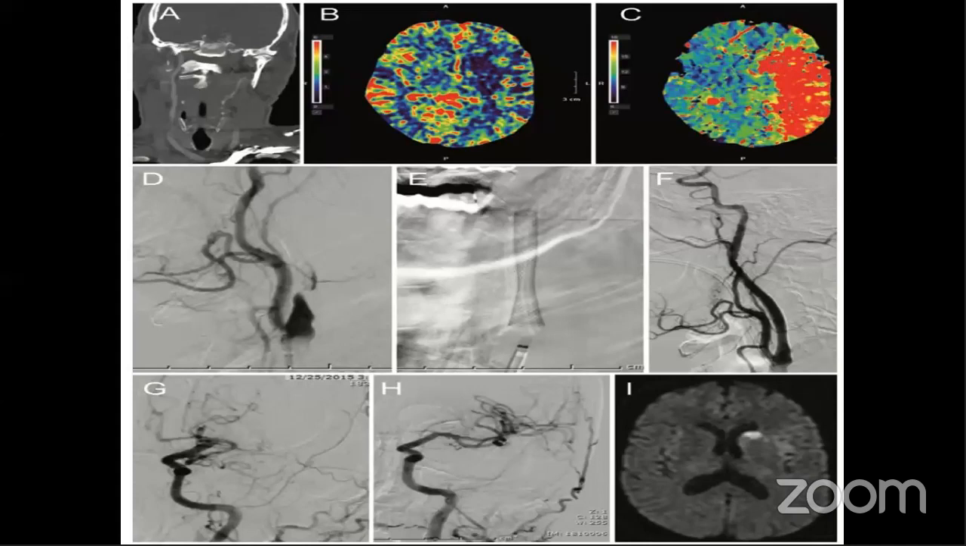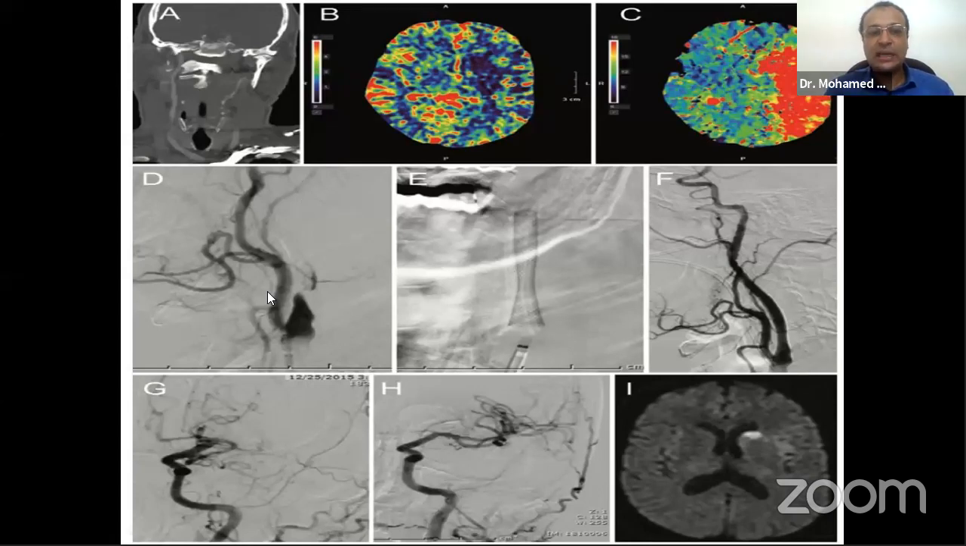Thank you, Doctor. This is a case with internal carotid occlusion presenting with middle cerebral artery stroke with a big penumbra. The first option is to stent the carotid first and then go to the middle cerebral artery to open it.